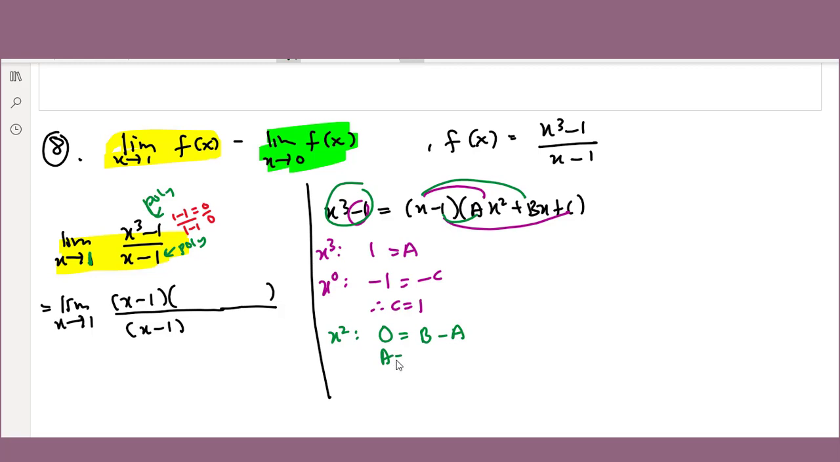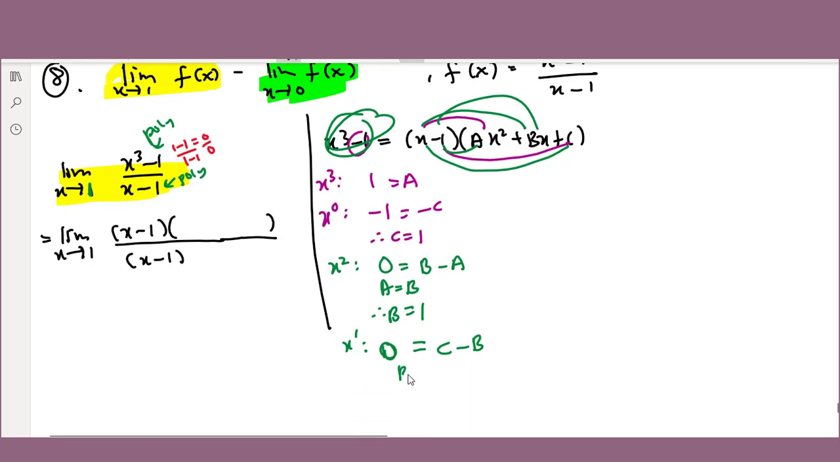So a is equal to b, therefore b is equal to 1. You can double check. Let's compare x power 1. Here also no x power 1, 0. And here is x power 1. Here c minus b. So c is equal to c. Therefore b is equal to 1. Okay, so b is equal to 1.